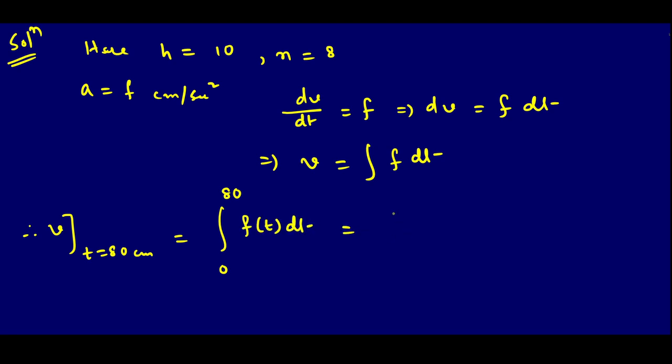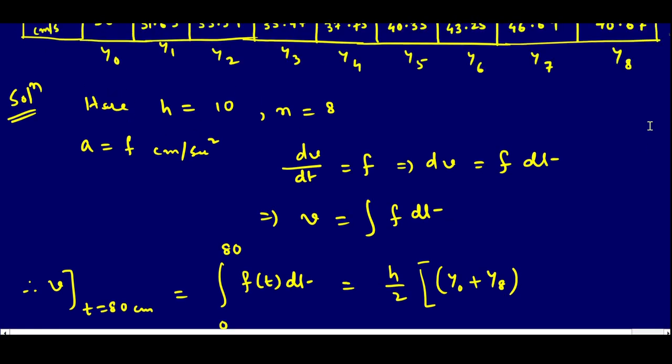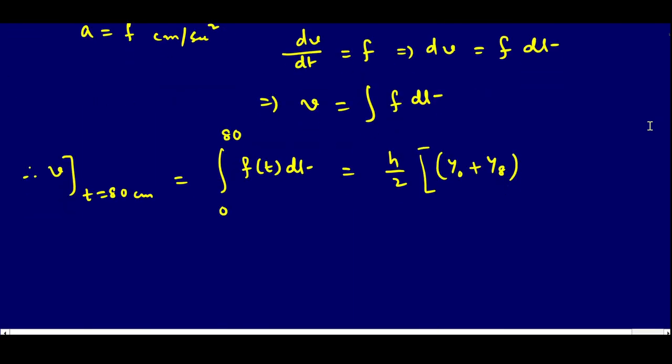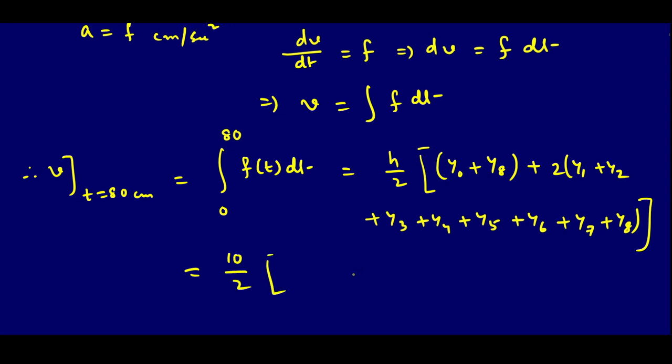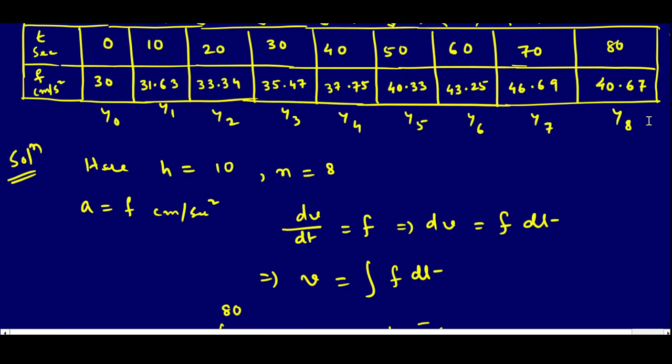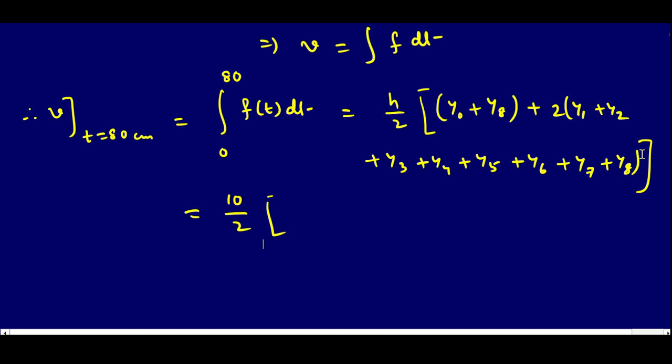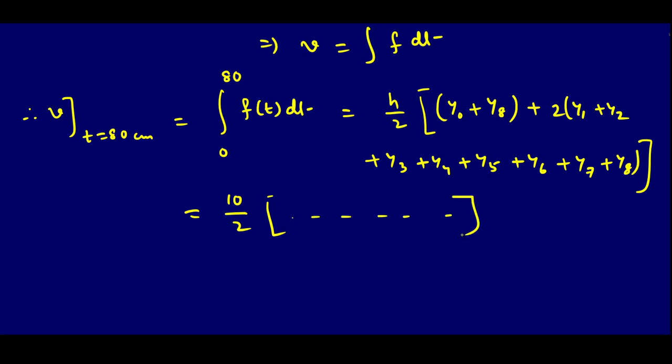It's very simple, just write the formula h by 2, then first term plus last term. You see from the table, our last term is y8. Then 2 into all other terms, plus 2 into y1, y2, then y3, y4, y5, y6, y7 and then y8. Again, nothing to find out. h is our 10 by 2, and all the other terms, y0, y1, each and every value is provided to us in the table. So you see, y0 is 30, y1 is 31.63, right? Similarly, y8 is 40.67. So kindly put all the values here, otherwise the video will be a little bit long.